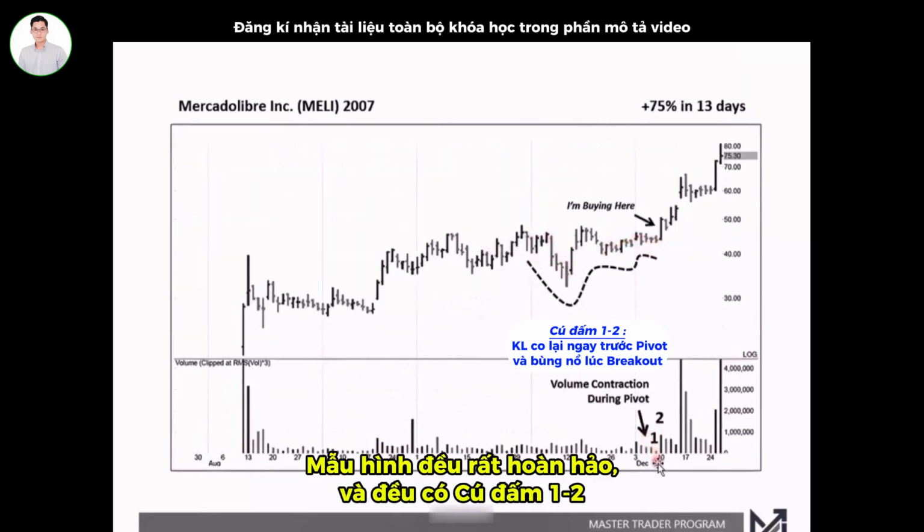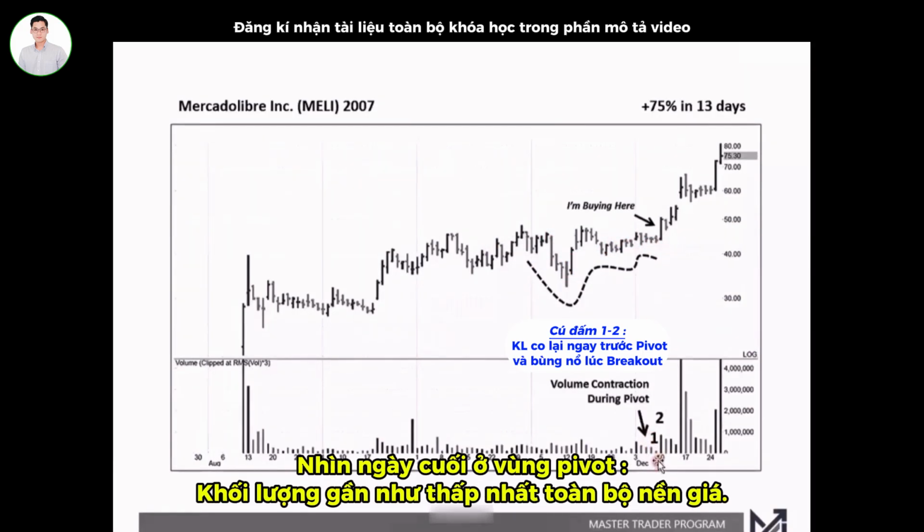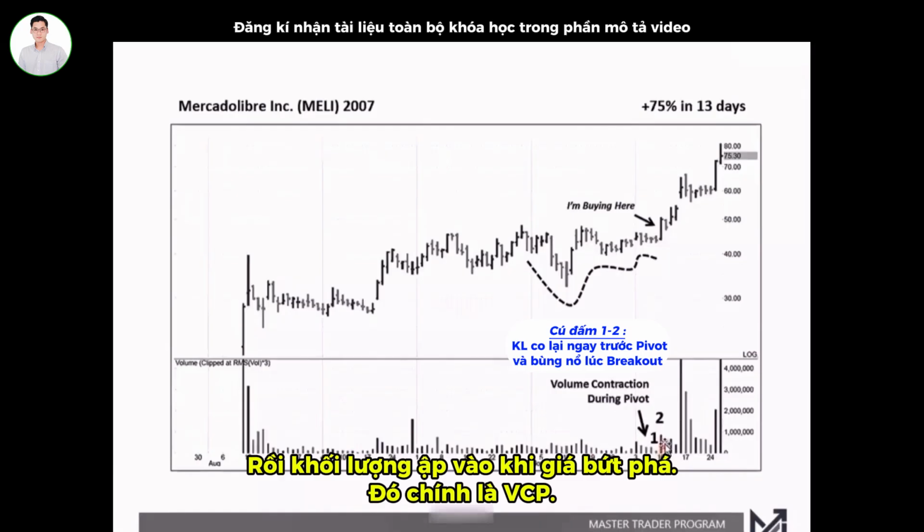And same, here it is. Here's the 1-2 punch. Look at that day right there where I have 1. That's right in the pivot at the last day, just before it takes off. You see how it's just about the lowest volume in the entire move. And then the volume comes in. There's your 1-2 as it comes out of the pivot. And there's your VCP.